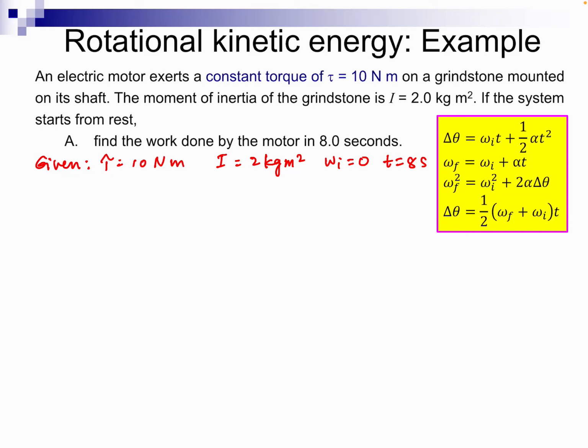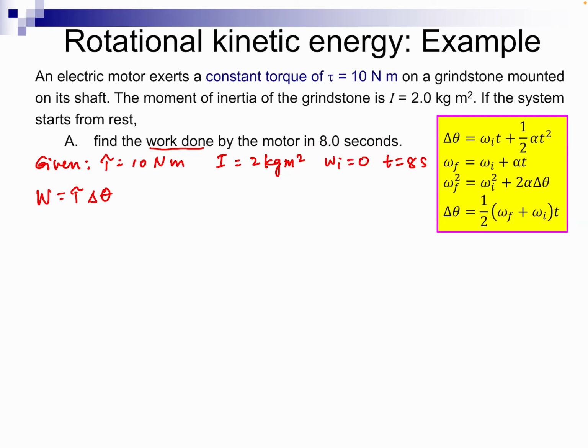Right, the quantities given are summarized here, and we want to find the work done. Work is defined as the torque times the angular displacement delta theta. This is the definition of work for a rotating object. The torque is given as 10 newton meters. Therefore, we need to find the angular displacement in this 8 second interval.